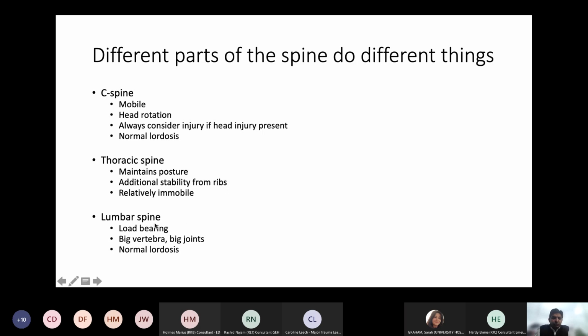A patient has a natural kyphosis, and although it's relatively mobile, you'll often see elderly patients who come in with innocuous falls from standing, and you'll see quite kyphotic deformities. You can't see what I'm doing, but they're often hunched forwards, and then they put their head up. So they exaggerate their cervical lordosis because their thoracic kyphosis is exaggerated. The lumbar spine is a load-bearing segment, so it's got big vertebrae, big joints, and has a natural lordosis, often involved in axial loading, compression fractures.